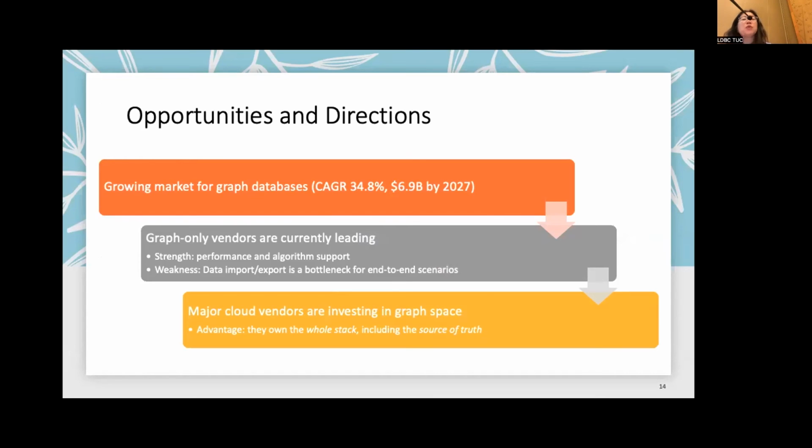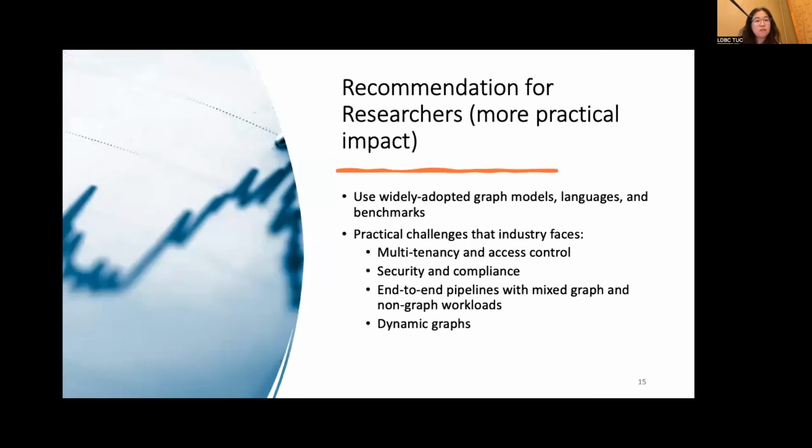I think for graph-only vendors, they need to pay attention to the data import and export, and that's going to be something that they really need to pay attention to. And we also see major cloud vendors are investing in the graph database space, and their advantage is that they own the whole data stack, right? They have, including the operational stores where most of the source of truth are from. And I think for them, taking advantage of the whole stack is going to be their winning recipe.